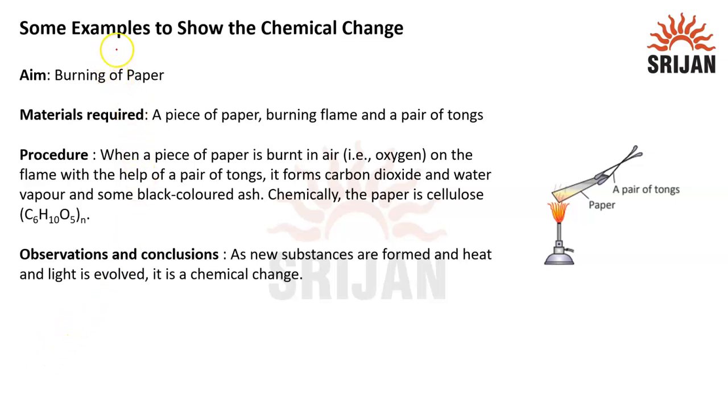In this video, we'll learn about some examples to show the chemical change. So we'll see some activities to understand how a chemical change happens. So in the first activity, the aim is burning of paper.